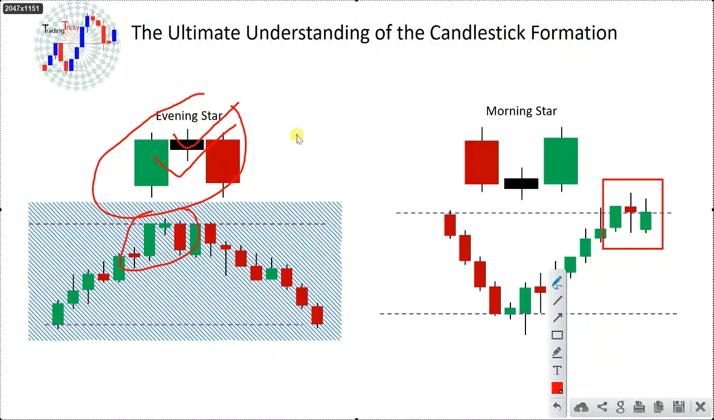Now let me show you some different kinds of morning star and evening star patterns in the running chart. Here I have brought a chart to make you understand the different kinds of morning star and evening star patterns. Can you recognize any morning star or evening star pattern here? Yes, here it is. We can see here a perfect formation of a morning star pattern.